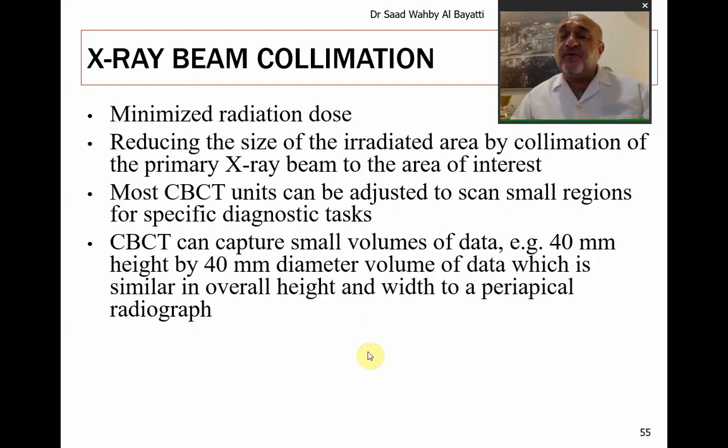CBCT can capture small volumes of data, like 40 millimeters, 4 centimeters height, 4 centimeters diameter volume of data, which is similar to the overall height and width of a periapical radiograph, which is very nice. Actually, you will get a 3D radiograph. Suppose you're extracting a lower 8, you will get a 3D radiograph the same size of a periapical film, which is just magnificent actually.